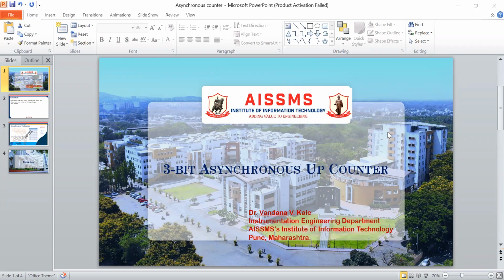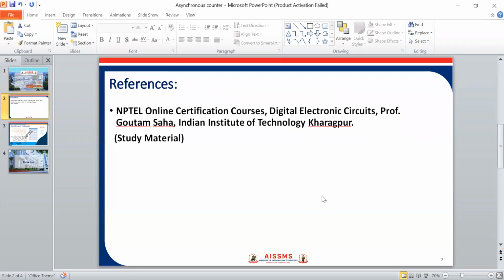In this session, we are going to see the working of 3-bit asynchronous up counter. In this session, I am going to use the study material of NPTEL online certification courses. The course name is Digital Electronic Circuits by Professor Gautam Saha, Indian Institute of Technology, Kharagpur.